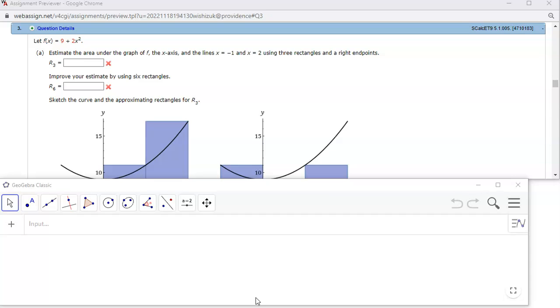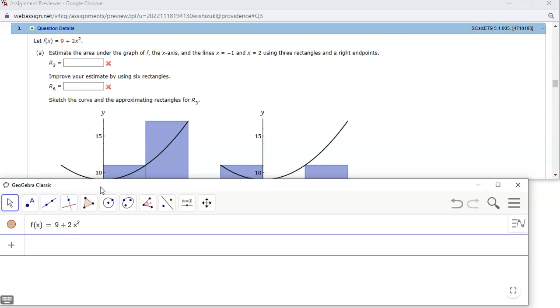All right, let's look at homework 5.1, problem number 3. The function is 9 plus 2x squared. So I'm going to type in f of x is equal to 9 plus 2x squared, and then hit enter. In this case, we're going from -1 to 2, so the interval has length 3, and we divide it into 3 rectangles. So delta x is going to be 1.